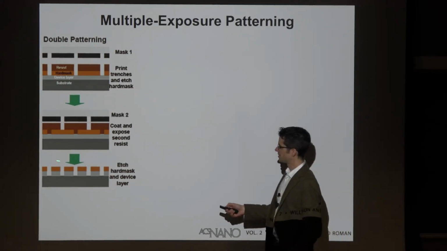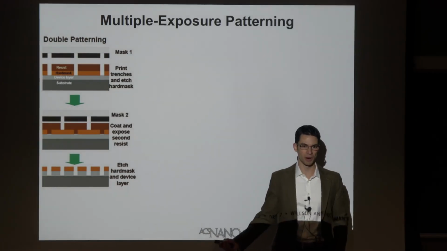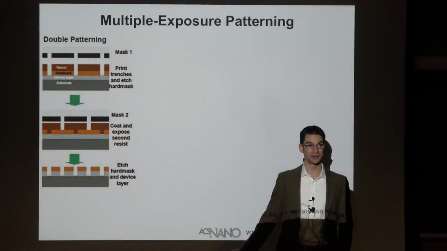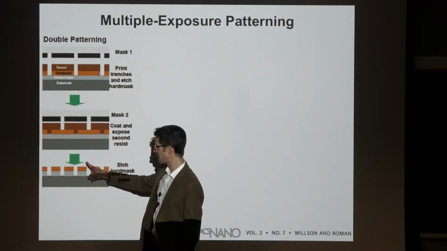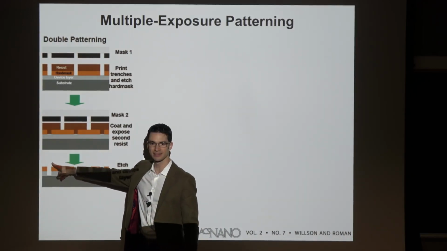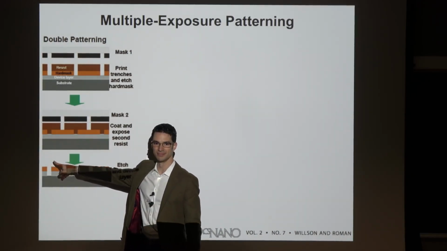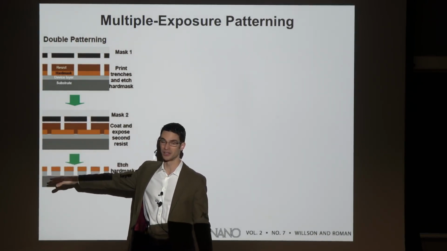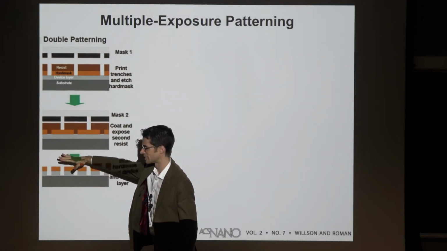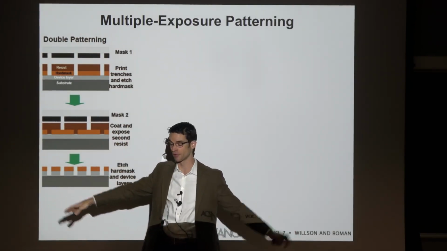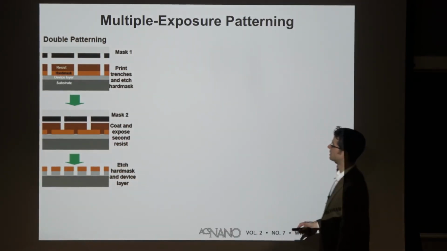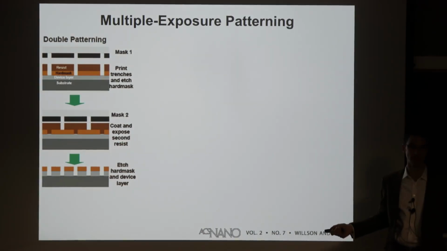If you wanted to make features like this that were 50 nanometers apart and you're using 193 nanometer light, could you have one mask that just had holes in it like this? No, you'd get no resolution at all. You just expose all the photoresist at once because there would be constructive interference everywhere. So instead, what is done is using basically two coatings of photoresist.